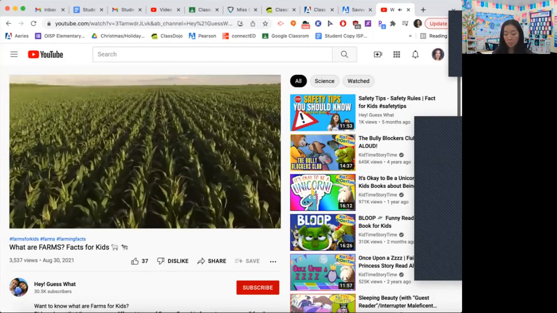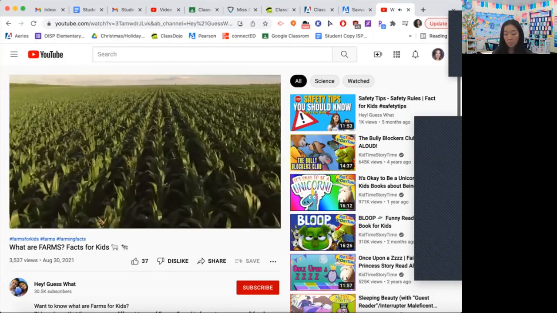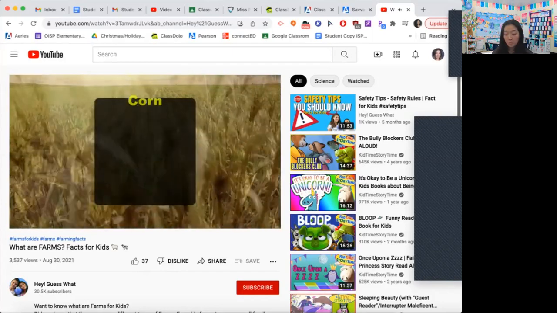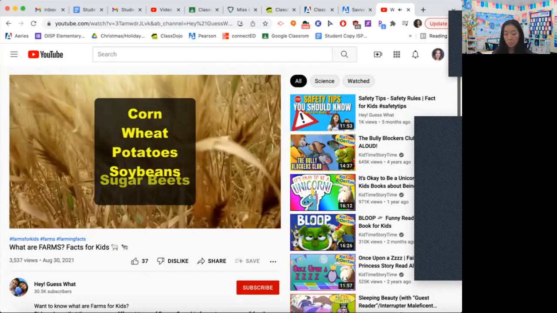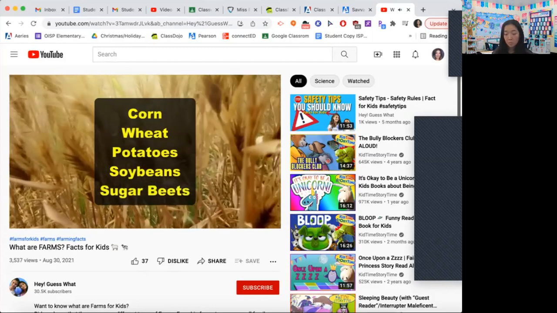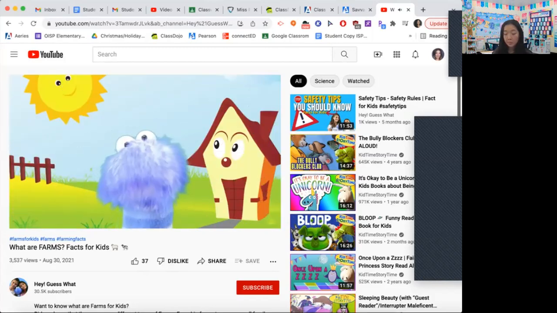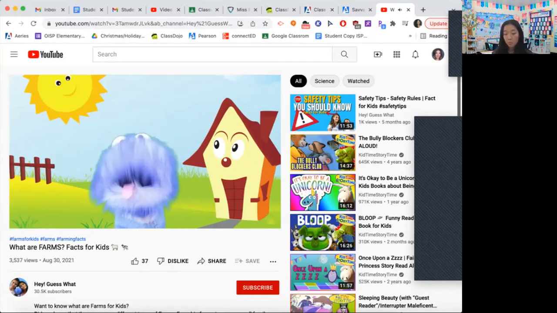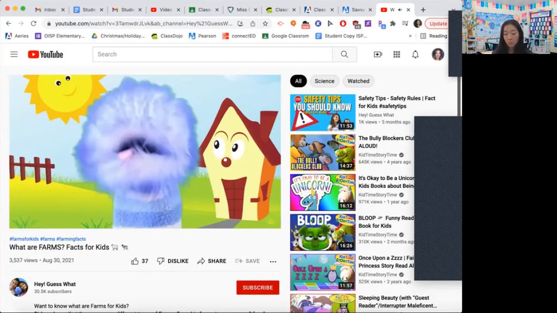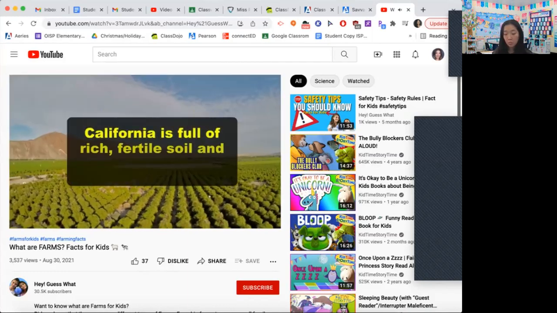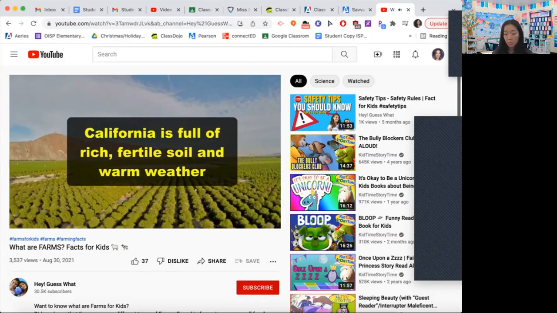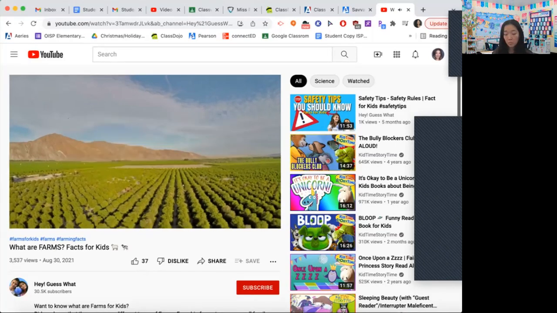Some of the major crops that are grown in the United States of America are corn, wheat, potatoes, soybeans, and sugar beets. Hey, guess what? Did you know that most of the fruits and vegetables consumed in the United States actually grow in California? And this is because of its fertile, rich soil and warm weather.